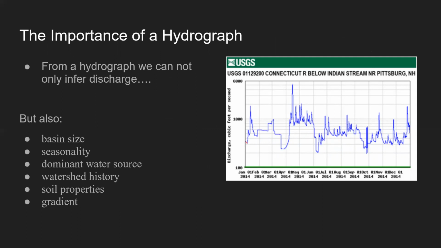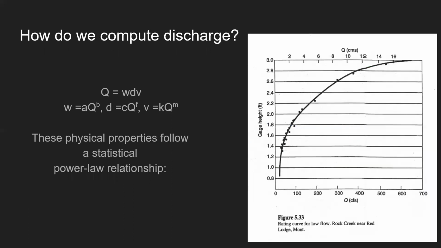And we can infer not only discharge based on the shapes, the frequency, and the steepness of these peaks, but also the size of the basin, seasonality, dominant water source, watershed history, soil properties, and maybe the gradient of the watershed, just to name a few. But the idea here is that for a hydrologist, a hydrograph is one of their main tools in the toolbox. So how do we compute discharge?